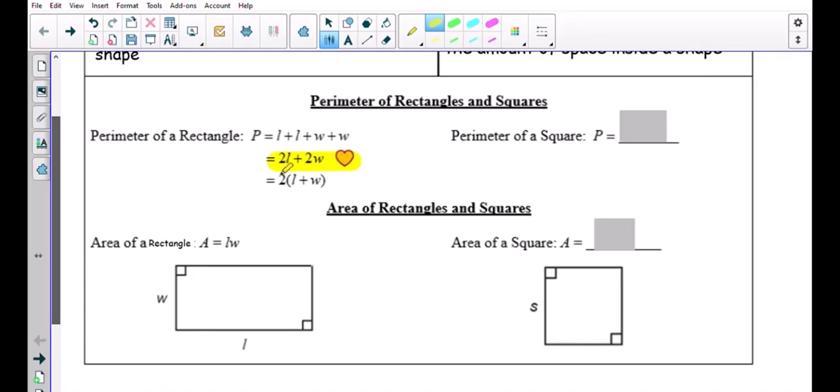And then the last one that you could also use is 2 times the sum of the length and width. So add the length and width together and then multiply by 2. And again, that's for the perimeter of a rectangle.